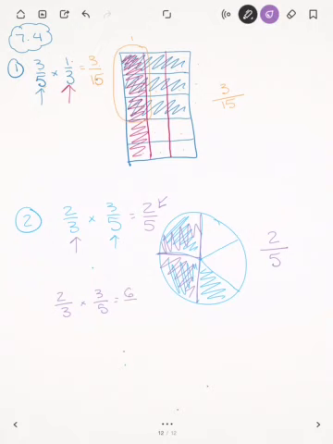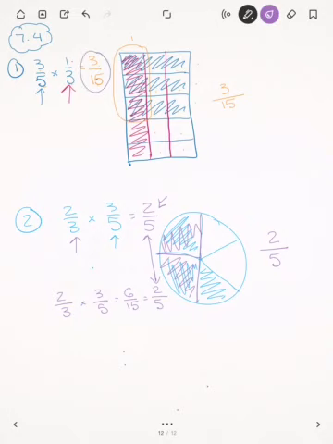2 times 3 is 6, 3 times 5 is 15, but this is not the simplified fraction, right? They have factors in common. They both have the 3 in common, so I can divide both of them by 3. 6 divided by 3 is 2, 15 divided by 3 is 5. So now we have the same, okay?